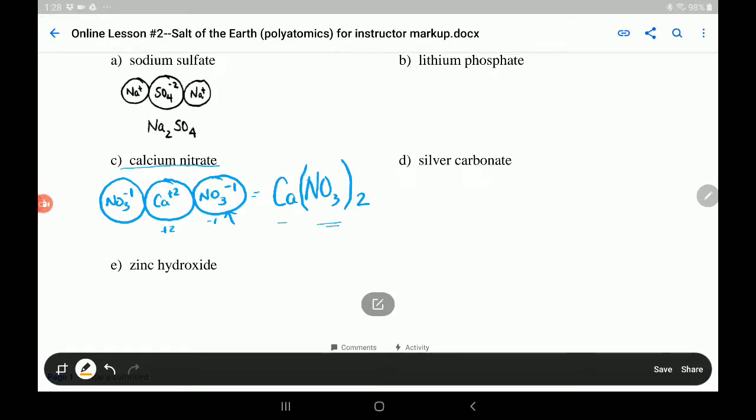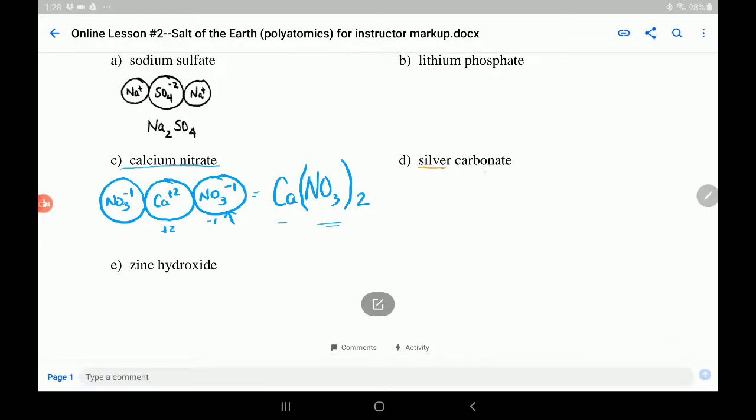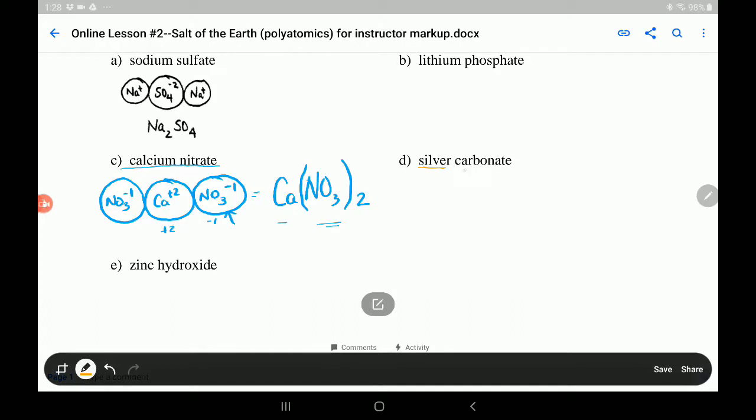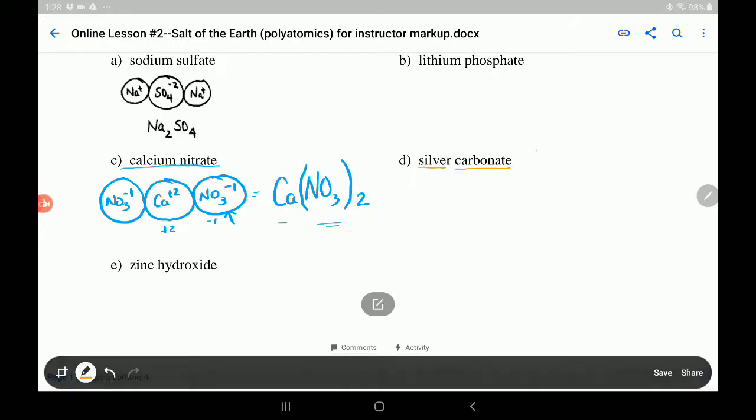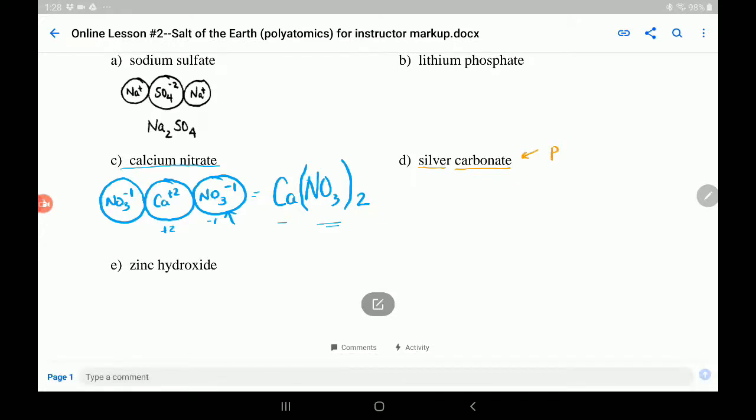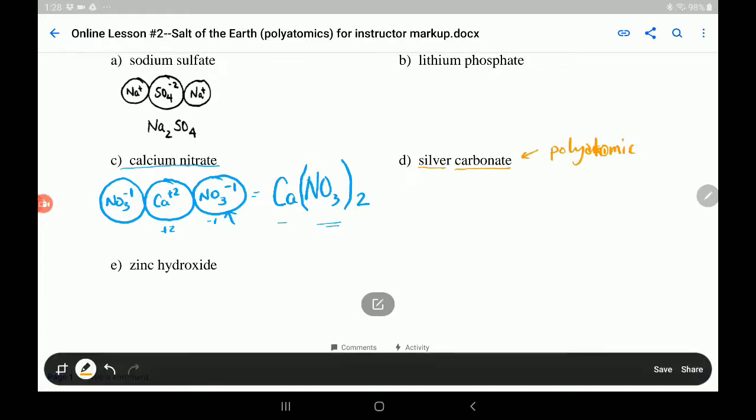Okay, so now let's look at D. It's silver. That's a transition metal. We'll find it on the back of the periodic table. It's carbonate. Anything that ends with ATE is polyatomic. Find the charges. Look at your periodic table. Find the charges first. Can't do it right if you don't find the charges.